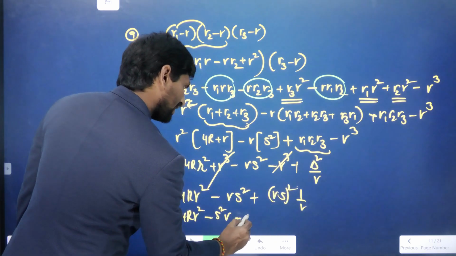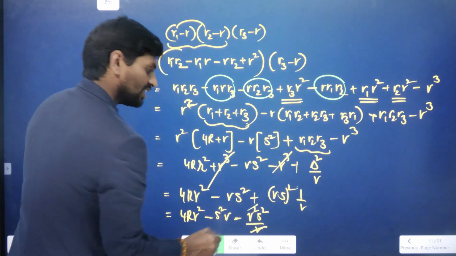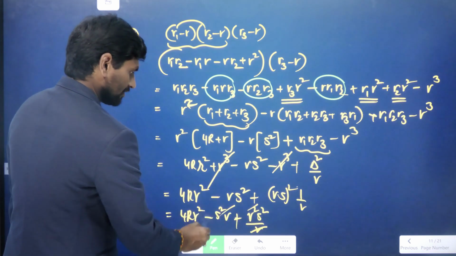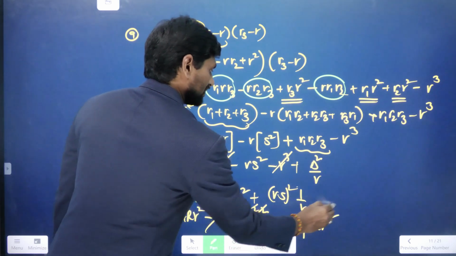So this one we can write r square, s square by r. Here 1 r, here r square, 1 r cancel. This is s square r plus term, this is minus term. Both are cancelled. What is remaining? 4r into r square. This is our required answer.